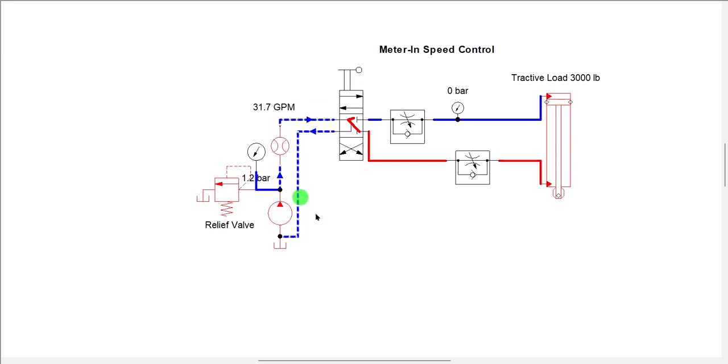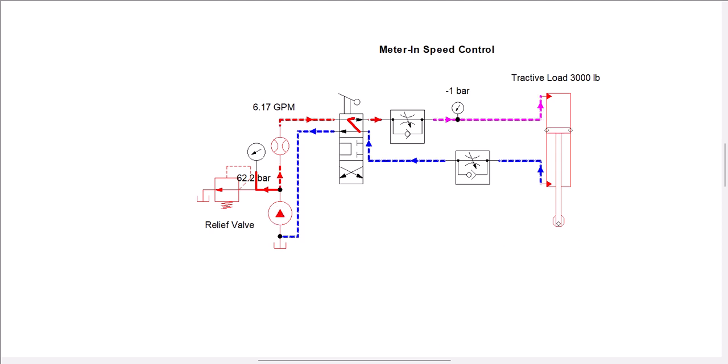So in the first circuit, I'm going to show you how a meter in circuit controls the tractive load, and in another one I'm going to switch the connections to meter out and see how it affects the speed of the vertical load. So from this neutral position, if I switch to extension position, this flow control valve will try to control the descent of this piston just like this. So you can see the piston is coming down.